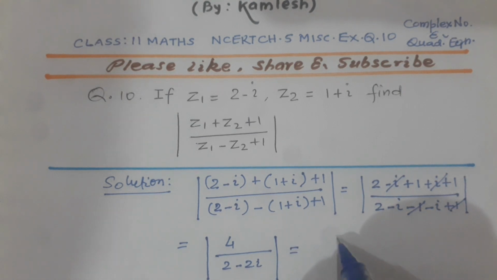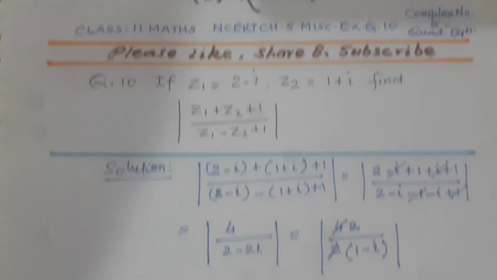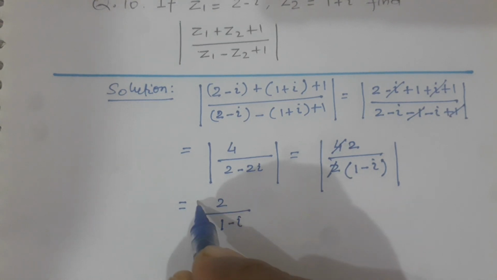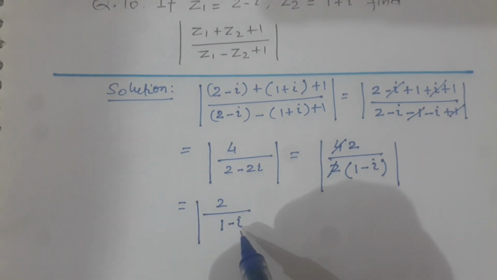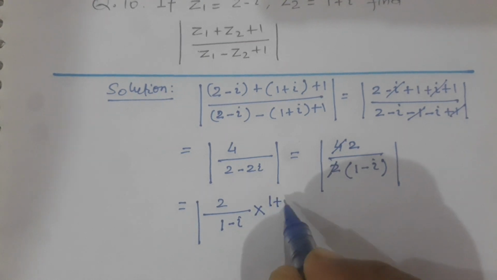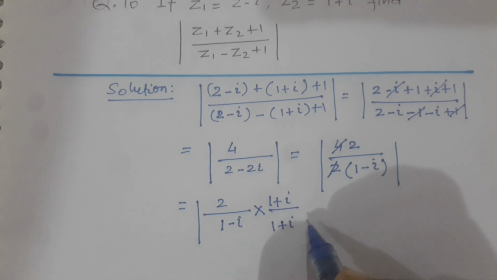So it will be modulus of 4, and 2 we shall take common, it will be 1 minus i. This 2 will be cancelled, so it will be 2 by 1 minus i in modulus. So in the denominator, i should not be there. For that we shall rationalize it by multiplying 1 plus i in numerator and denominator both.